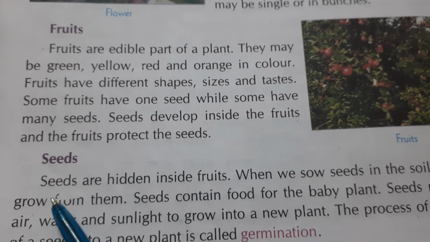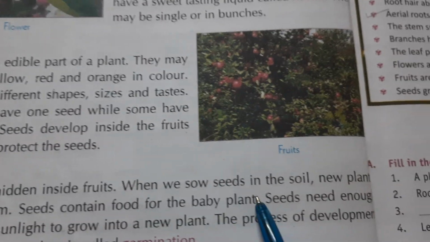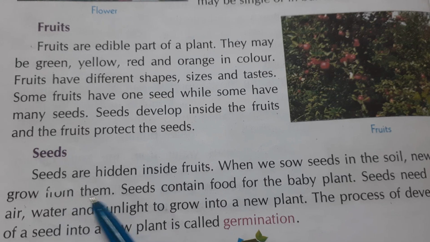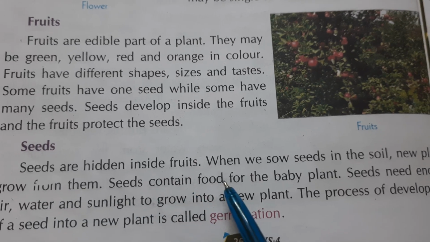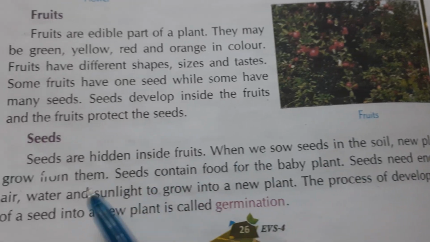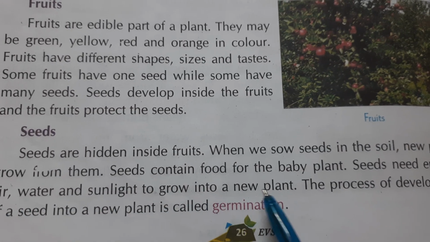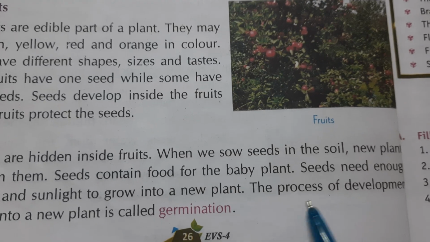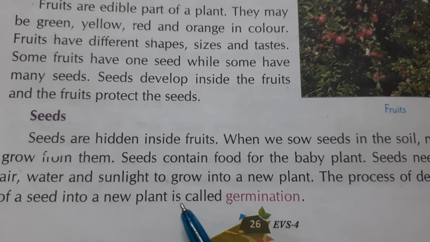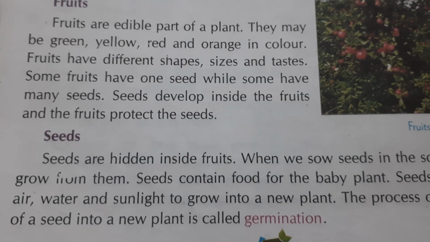Now seeds. Seeds are hidden inside fruits. When we sow seed in the soil, new plants grow from them. Seeds contain food for the baby plant. Seeds need enough air, water, and sunlight to grow into a new plant. The process of development of a seed into a new plant is called germination. Okay, today we learned about plants.